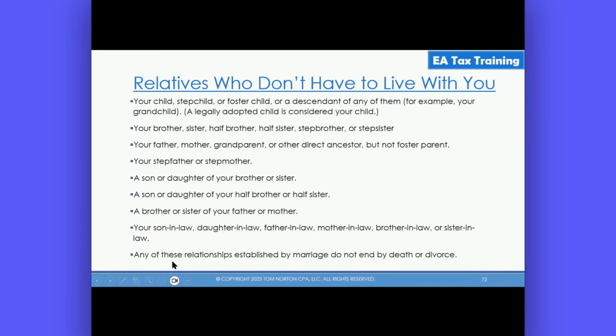And then finally, what we say here is any of these relationships that are established by marriage do not end due to death or divorce. So once someone is your mother-in-law, they're always your mother-in-law, even if you end up getting divorced. Once someone is your stepchild, they're always your stepchild, again, even if you end up getting divorced or if the other parent dies. They still count as your stepchild or as your in-law. So that's what we are saying. You will want to know this for the exam. But again, just think about it in big categories. Don't worry about memorizing every word and every exact relationship.